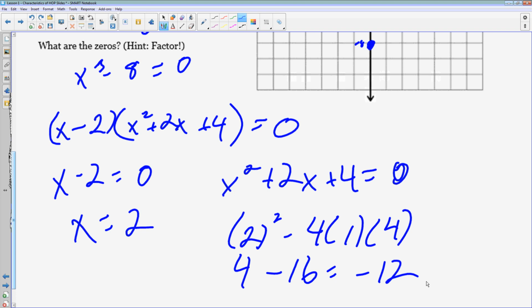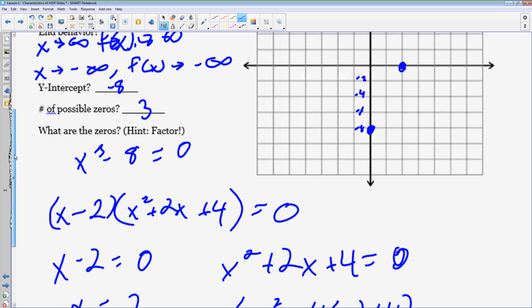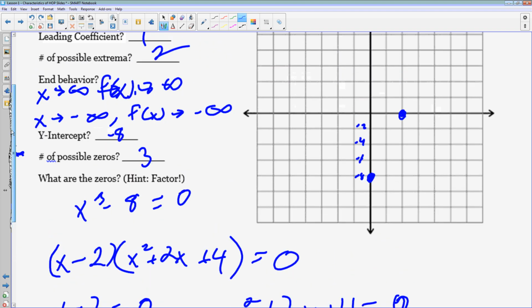What does that mean? It means that I have 2 imaginary solutions. So that would make up my 3 zeros, or my three solutions. We have 1 real and 2 imaginary.